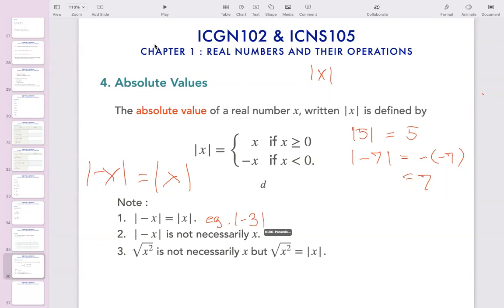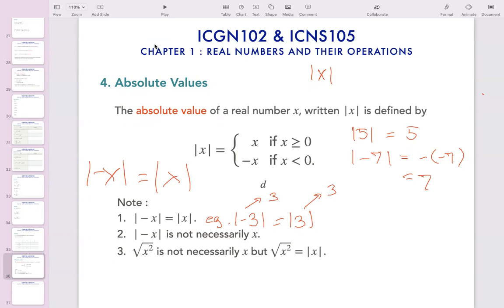absolute negative 3 equals absolute 3, because absolute of negative 3 is 3 and absolute 3 is 3. That's why they are equal. Okay, is it clear for note number 1? Absolute negative x equals absolute x. Both of them must be the same for the result. Absolute negative 3 is 3, absolute positive 3 is 3 as well.